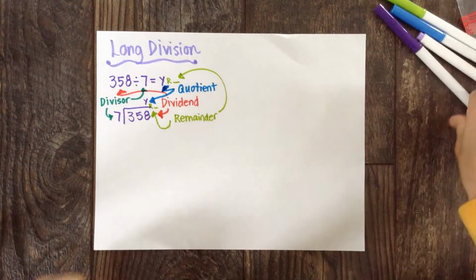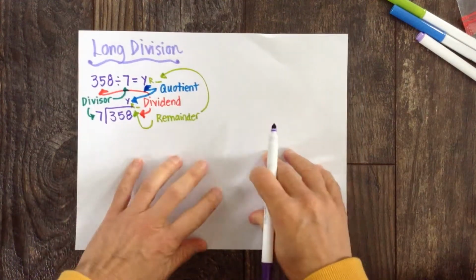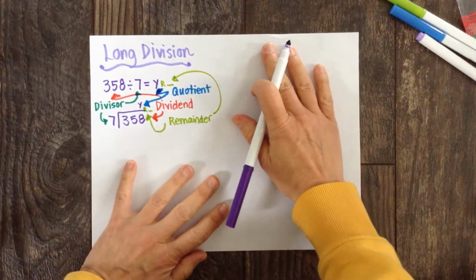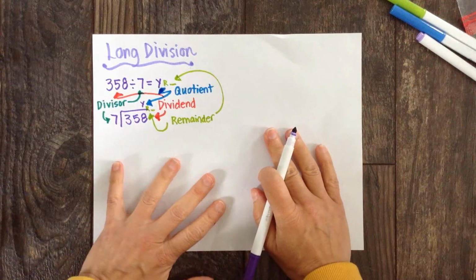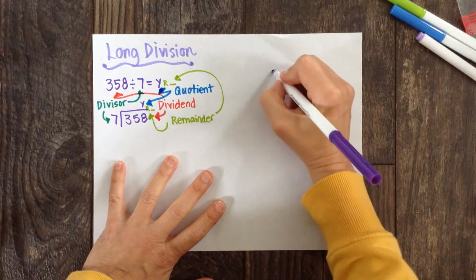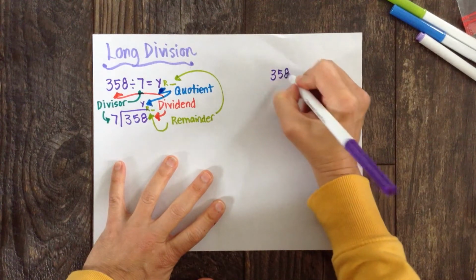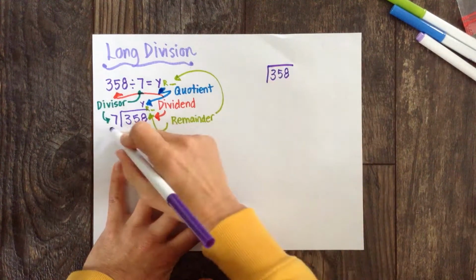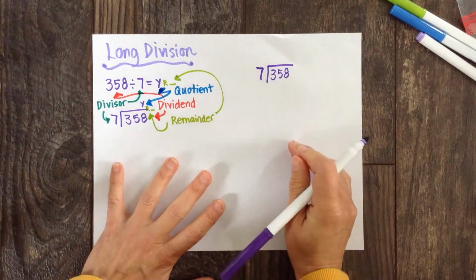So let's go ahead and actually solve this problem. And we're going to use our little key or our little reminder that we used in class this year. So let's take a look at this. We have here 358. We're going to divide it by the divisor of 7.